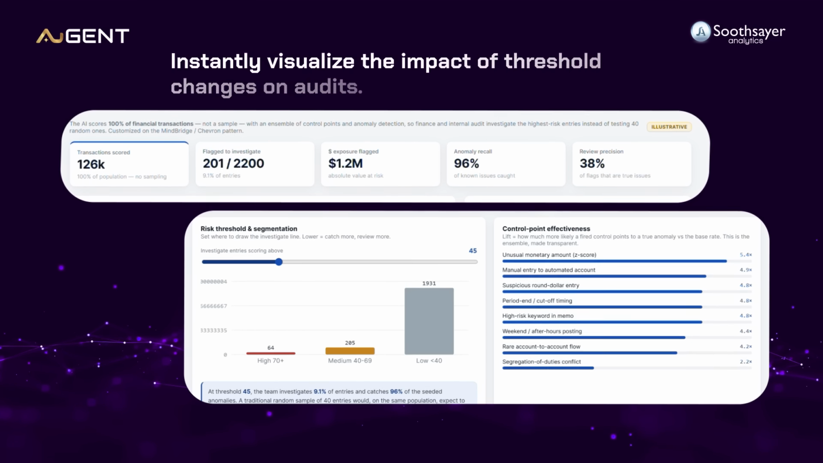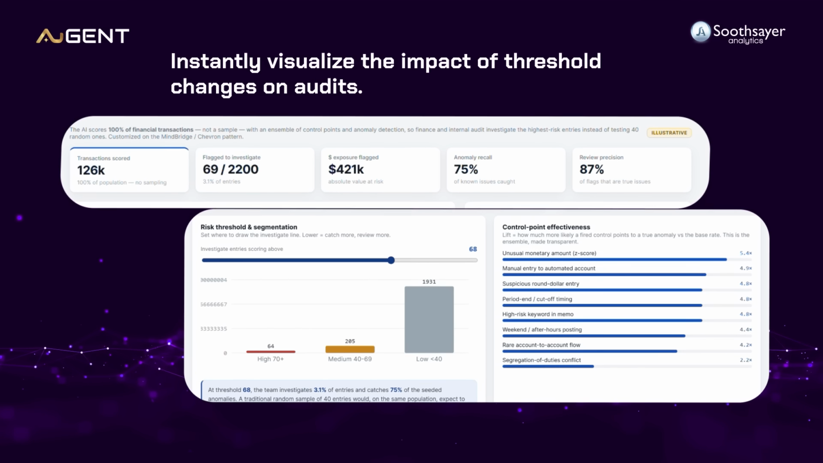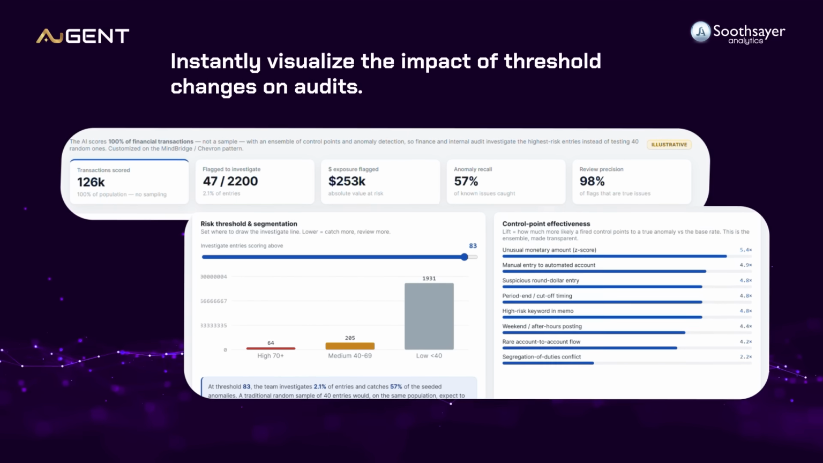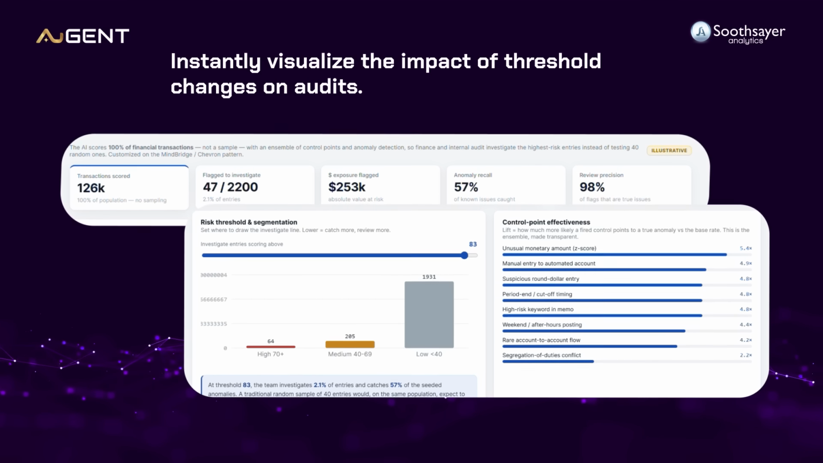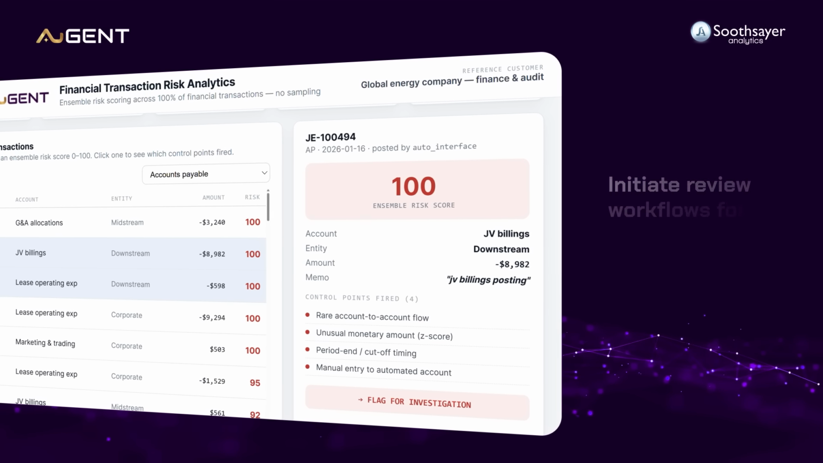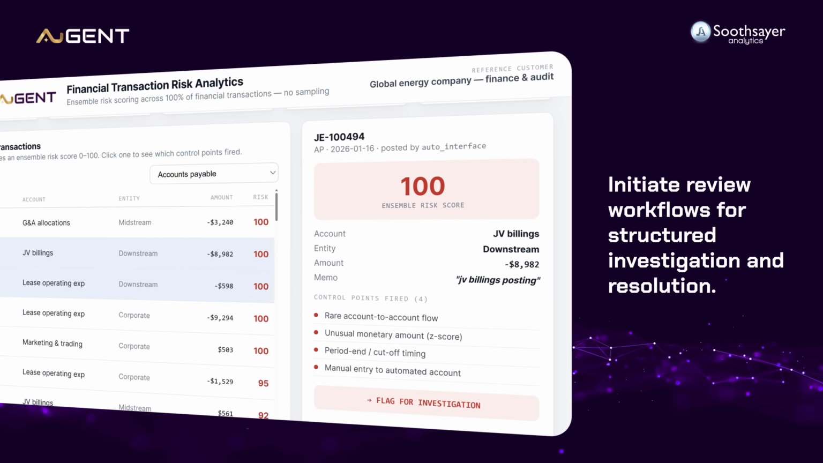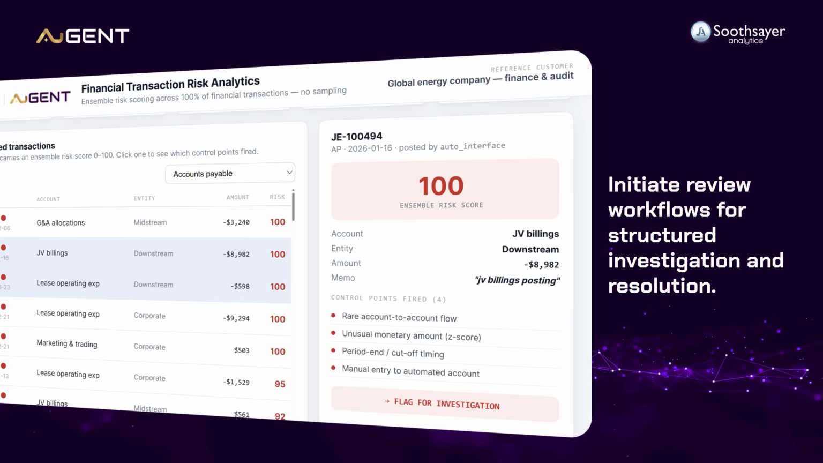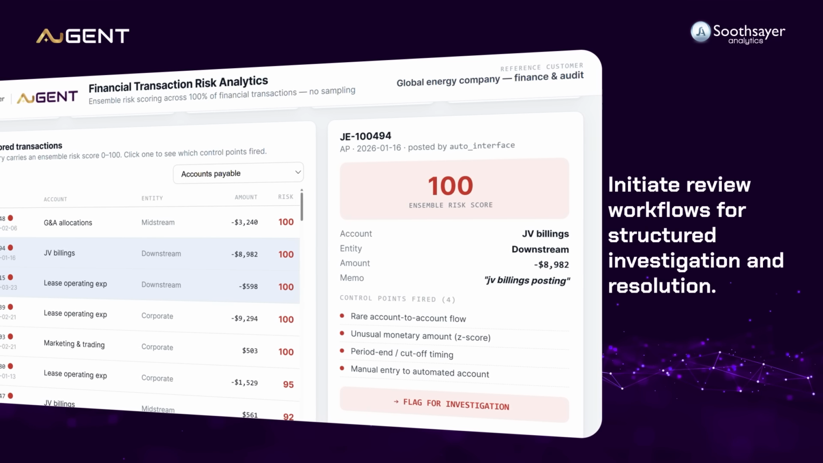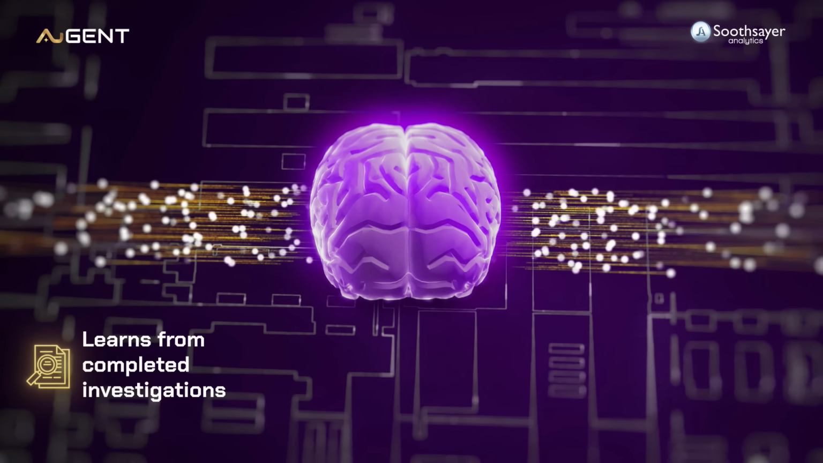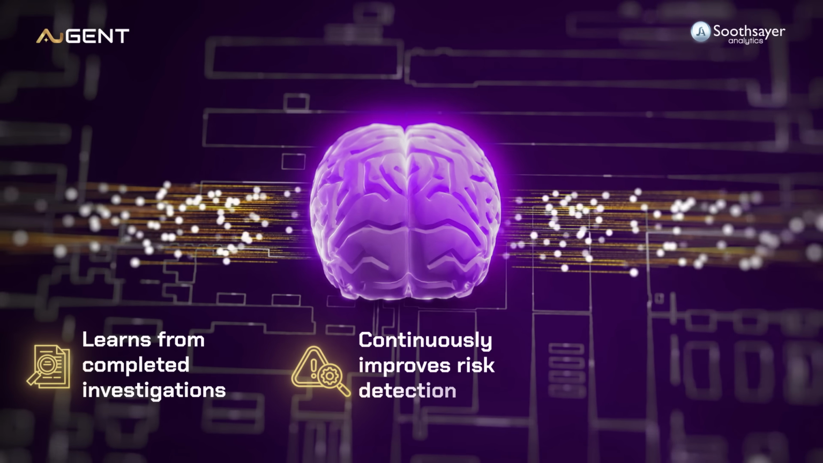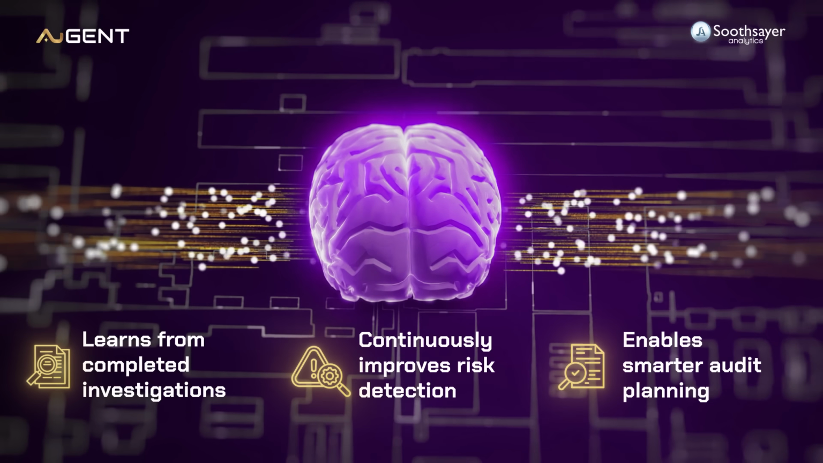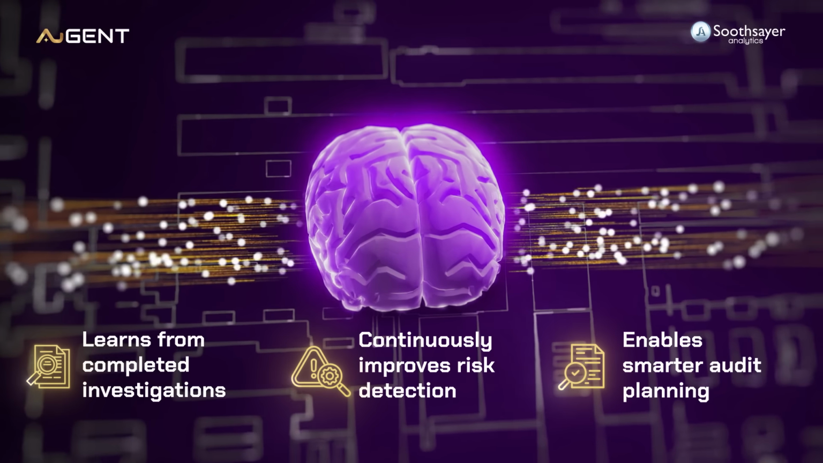The impact of these decisions is visible immediately, allowing audit teams to understand how different thresholds influence both investigation workload and risk coverage. Once suspicious transactions are identified, investigators can initiate review workflows directly from the platform, enabling structured follow-up, documentation, and resolution. As investigations are completed, the system continuously improves its understanding of transaction patterns, helping refine future risk detection and supporting more efficient audit planning over time.